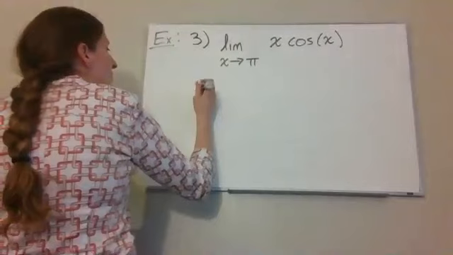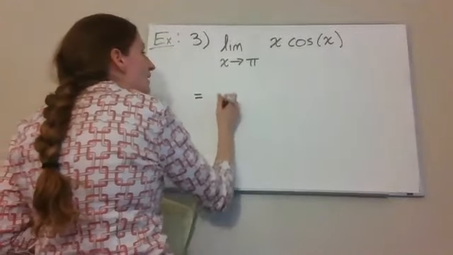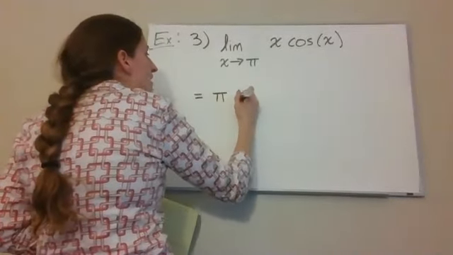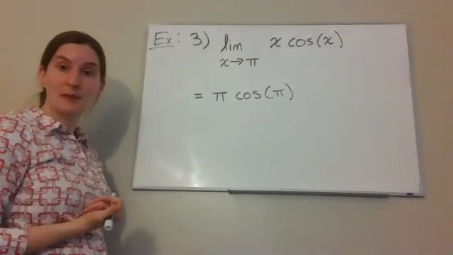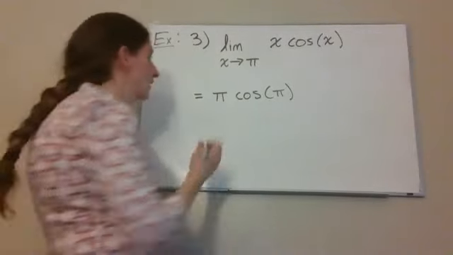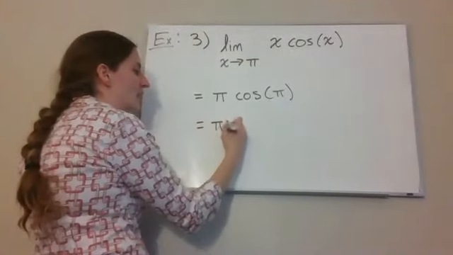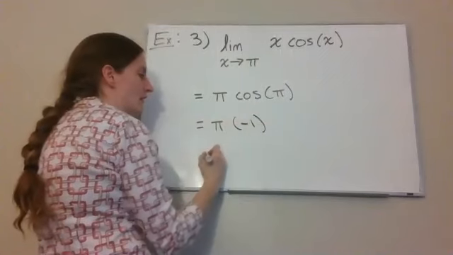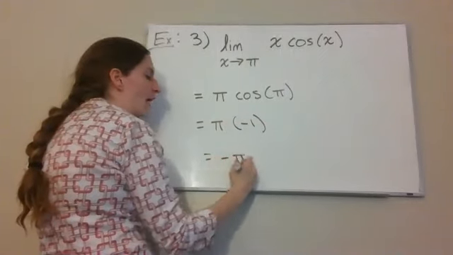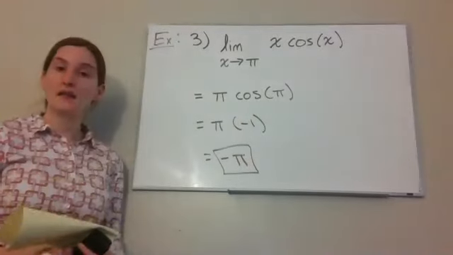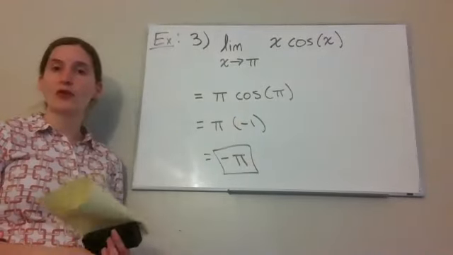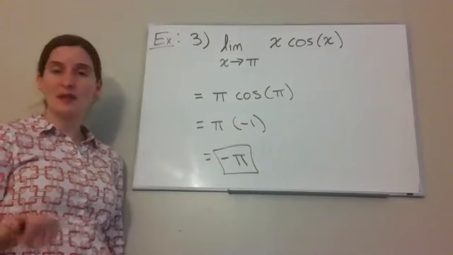Let's go ahead and start plugging in this pi and see what happens. I will get pi times cosine of pi. Now cosine of pi is on your unit circle and it happens to be equal to -1. So I get pi times -1, which is -pi. All right, so all three of these examples worked perfectly fine just by plugging the number in.